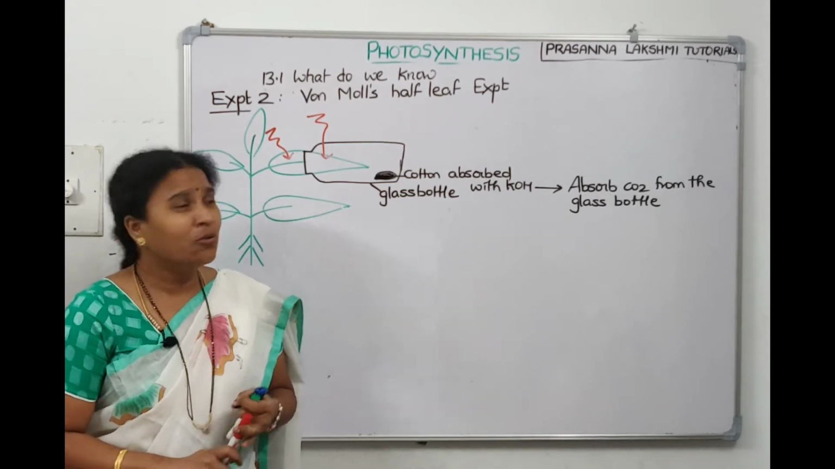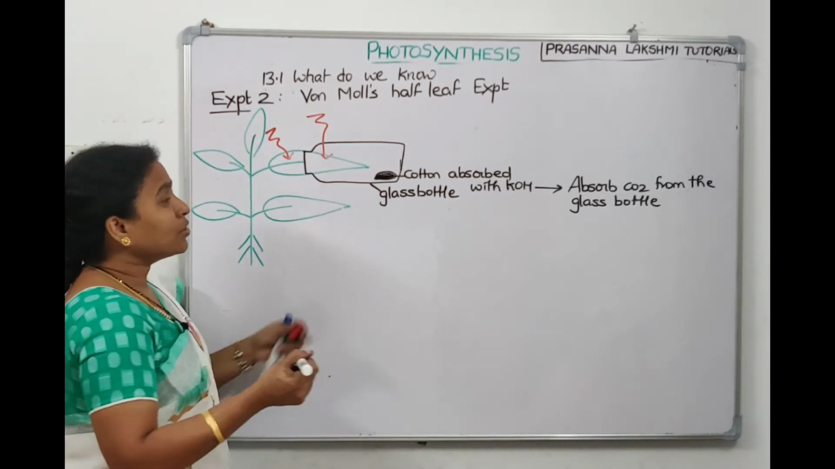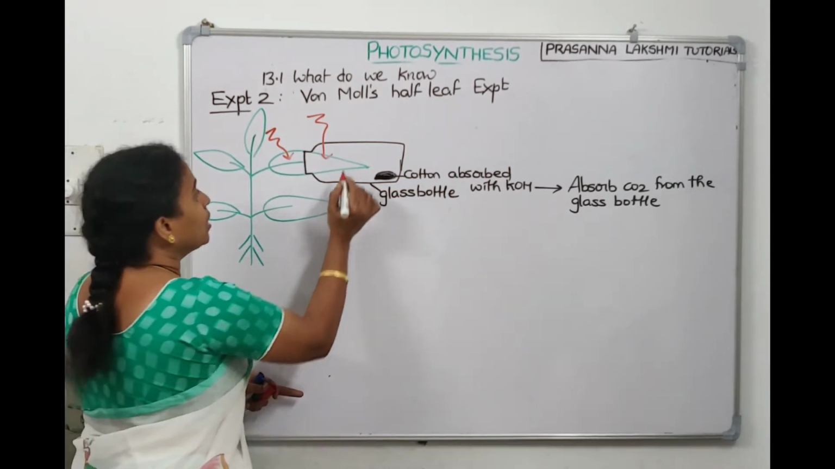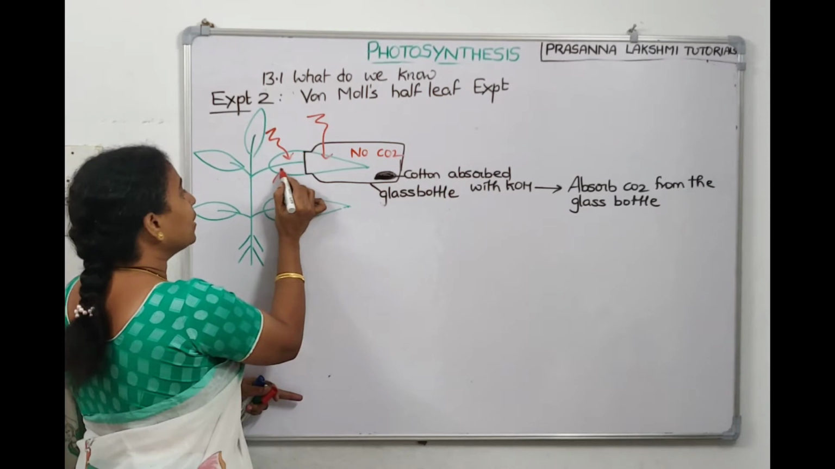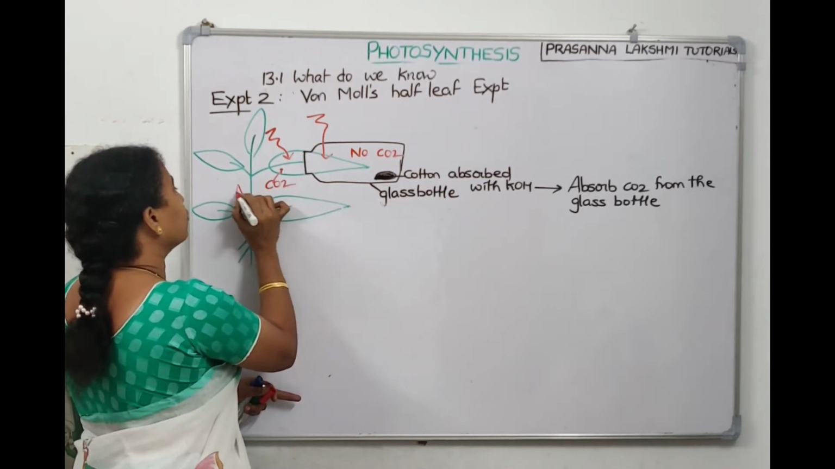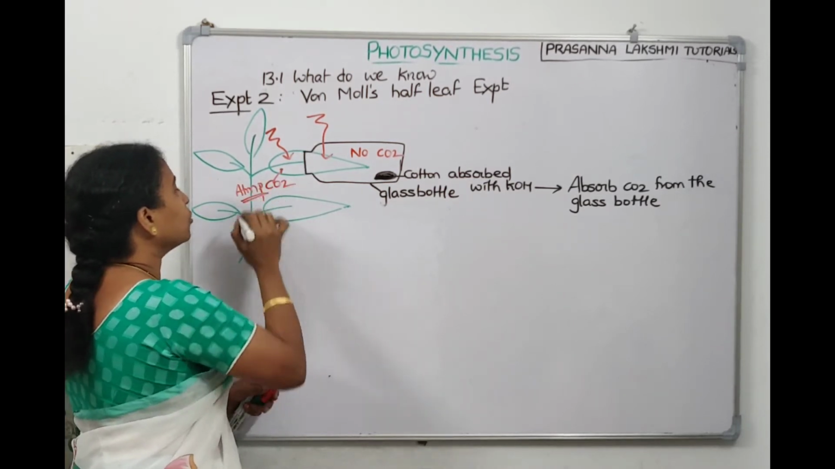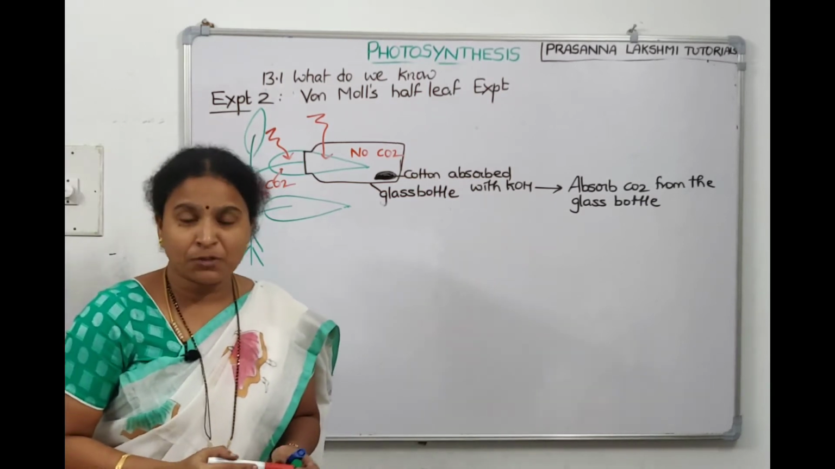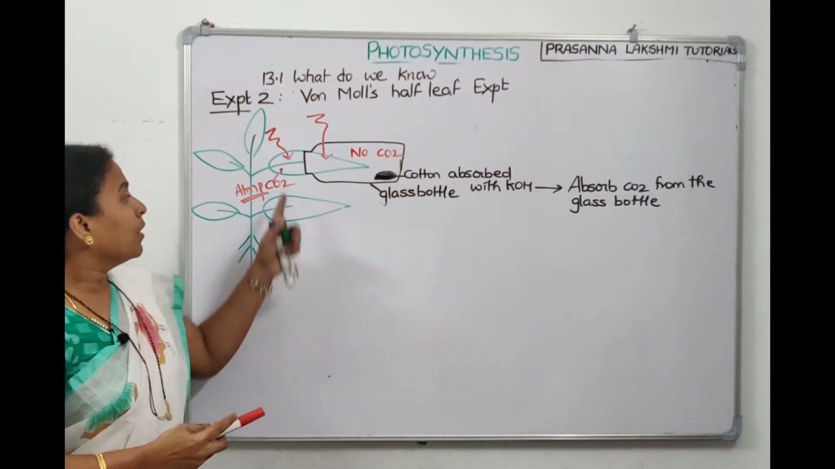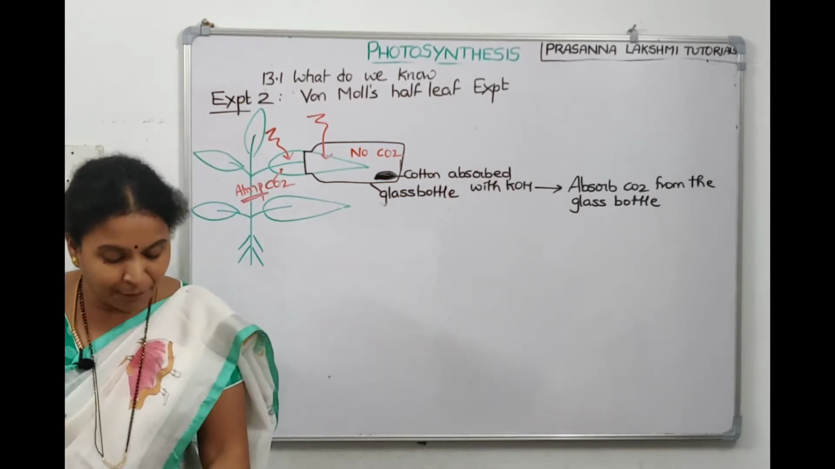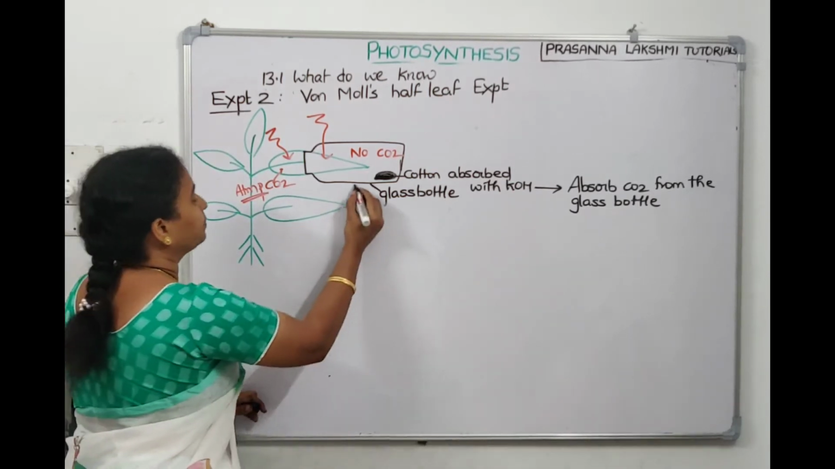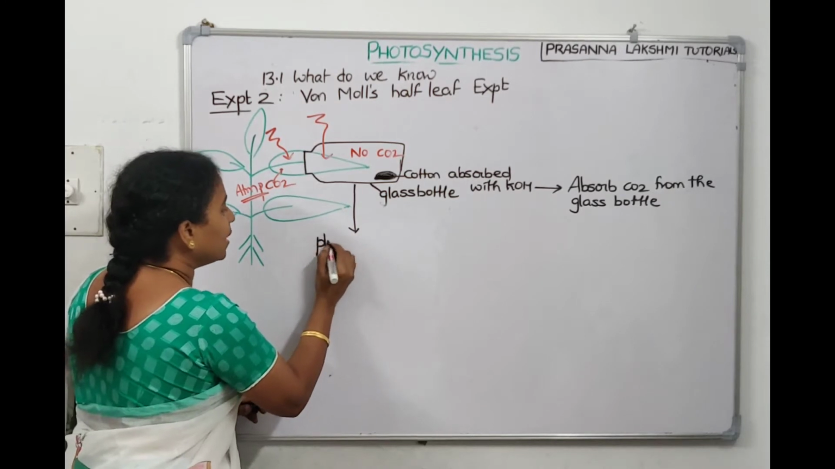But CO2 is not there inside, right? Because CO2 is absorbed by the KOH. So inside no CO2. But this one, it can take atmospheric CO2. The outside portion of the plant can take atmospheric CO2. Now, expose the plant to sunlight for some amount of time. After that, what we need to do? After that, pluck the leaf.